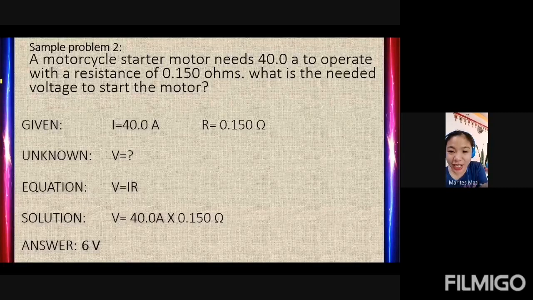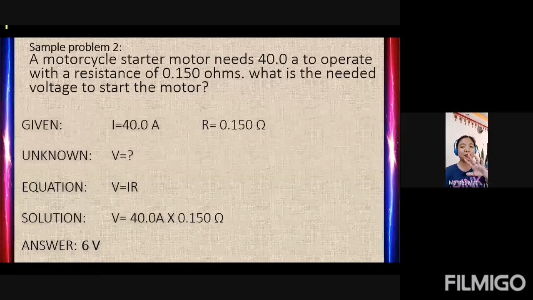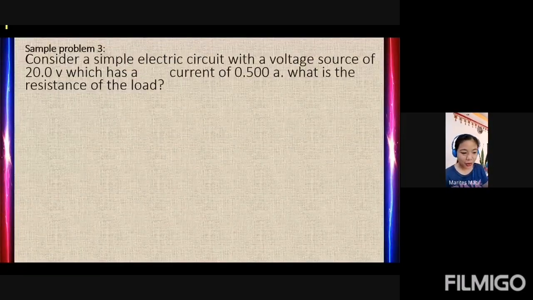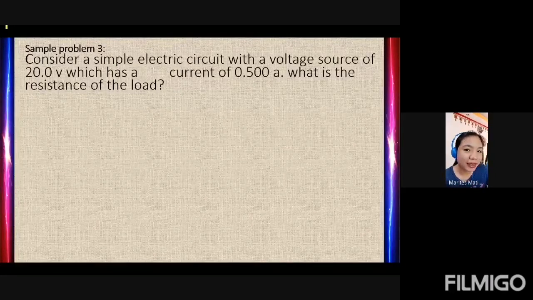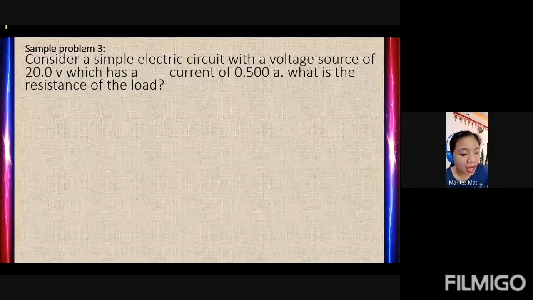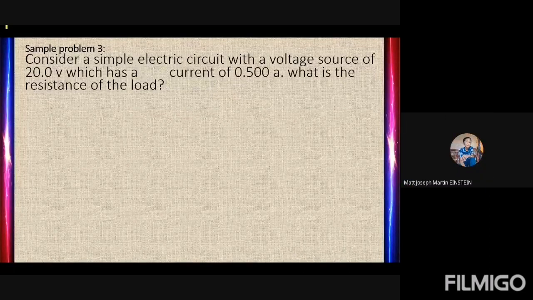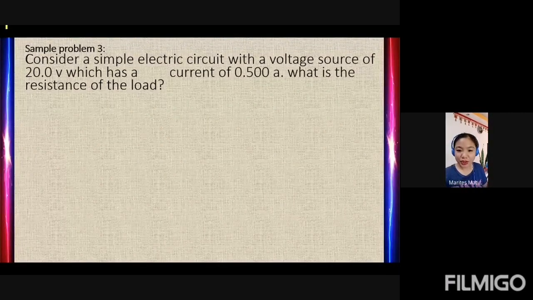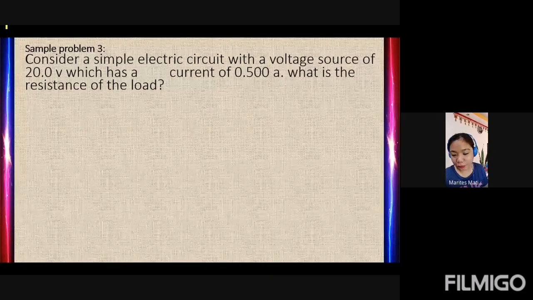Ang gagaling nila. This time, sample problem number 3, first 5 only. Okay, ready, set, go. Consider a simple electric circuit with a voltage source of 20 volts, which has a current of 0.500 ampere. What is the resistance of the load? Ma'am, go. 40. Okay, Matt, number 1. Check natin. Jiro, Faith, Jancel, Sophia, time's up.